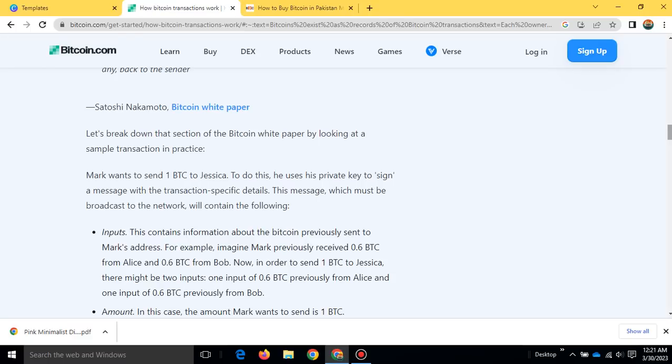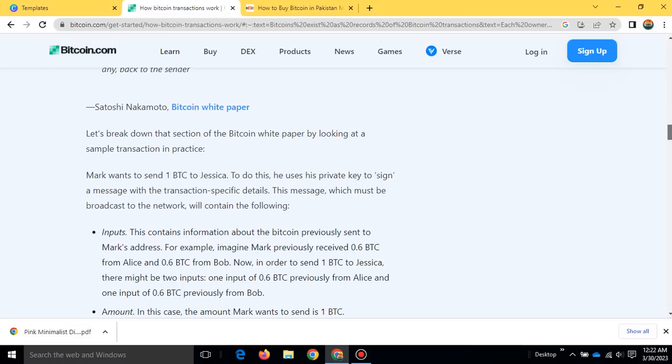Mark wants to send 1 BTC to Jessica. To do this, he uses his private key to sign a message with the transaction specific details. This message, which must be broadcast to the network, will contain the following. Inputs: this contains information about the Bitcoin previously sent to Mark's address. For example, imagine Mark previously received 0.6 BTC from Alice and 0.6 BTC from Bob. Now, in order to send 1 BTC to Jessica, there might be two inputs, one input of 0.6 BTC previously from Alice and one input of 0.6 BTC previously from Bob.